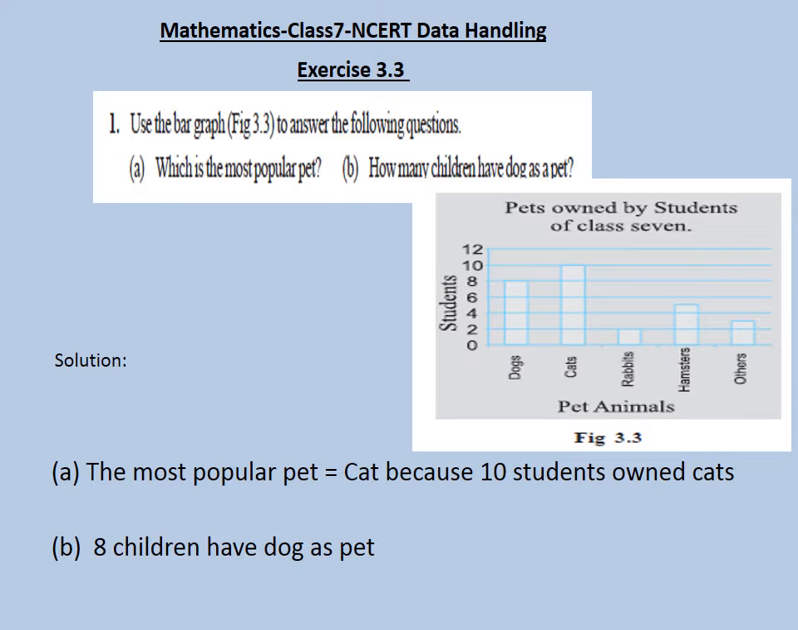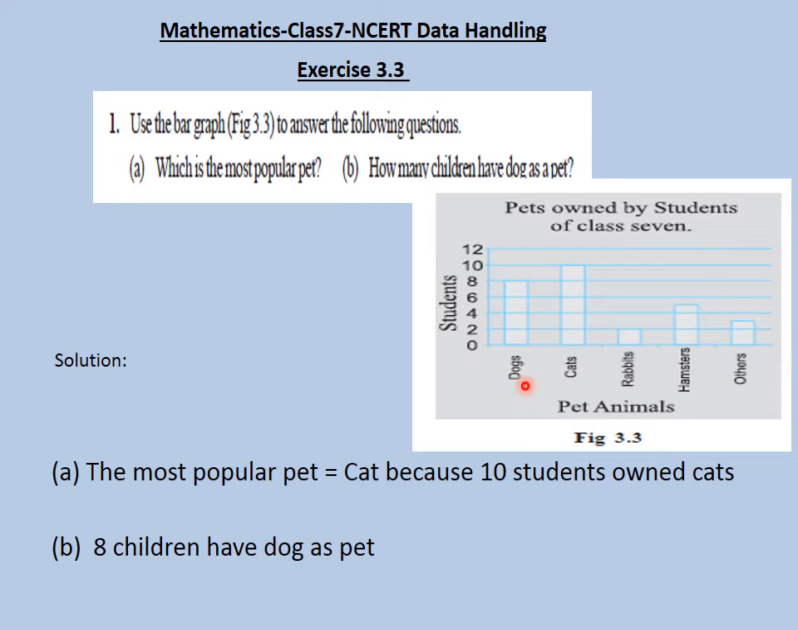So let us start the first question. Use the bar graph to answer the following questions. This kind of graph is called a bar graph. These are bars. This is the x-axis and this is the y-axis. On the x-axis you are given pet animals. On the y-axis the number of students is given.